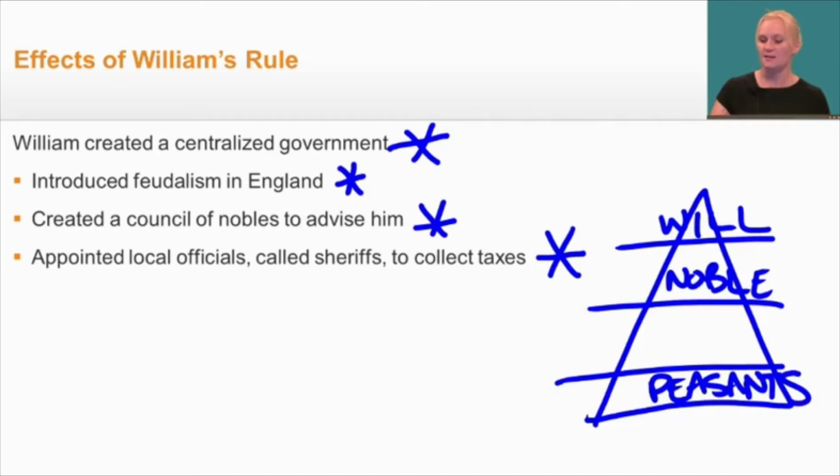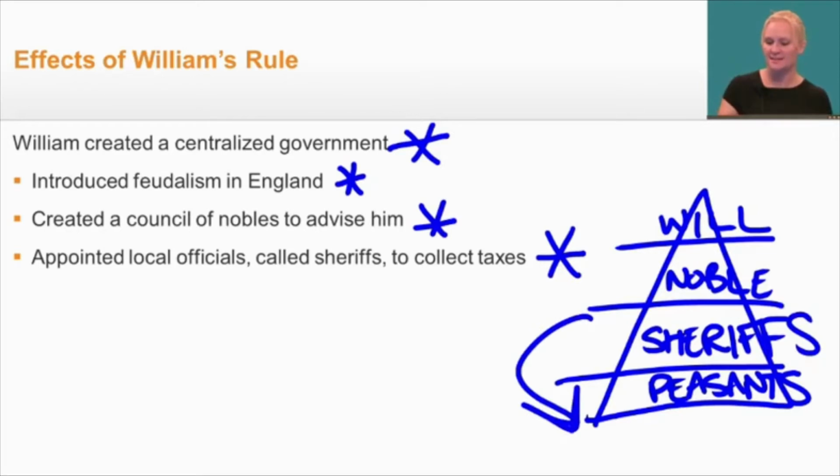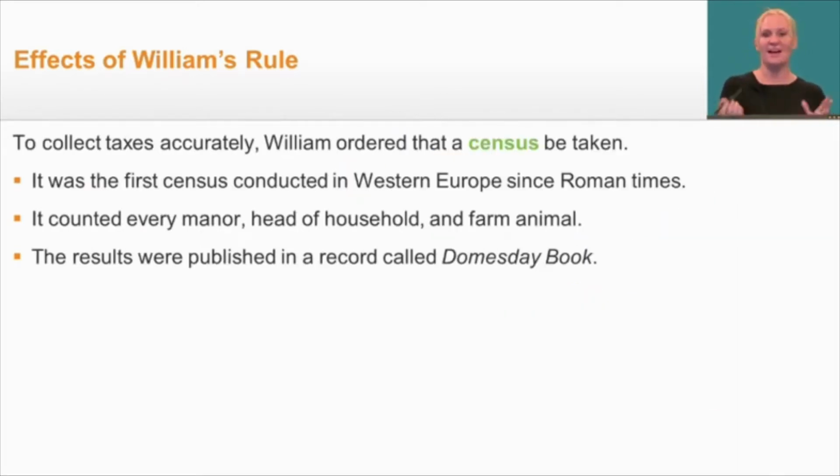And then don't forget, these nobles would help to appoint these sheriffs. It was their duty to collect taxes from the peasants and bring them back to the nobles. And then also, to collect the taxes accurately, William ordered that a census be taken. Remember that a census is to go through and count the heads of household and find out how much property they had. It was the first census conducted in Western Europe since the Roman times.